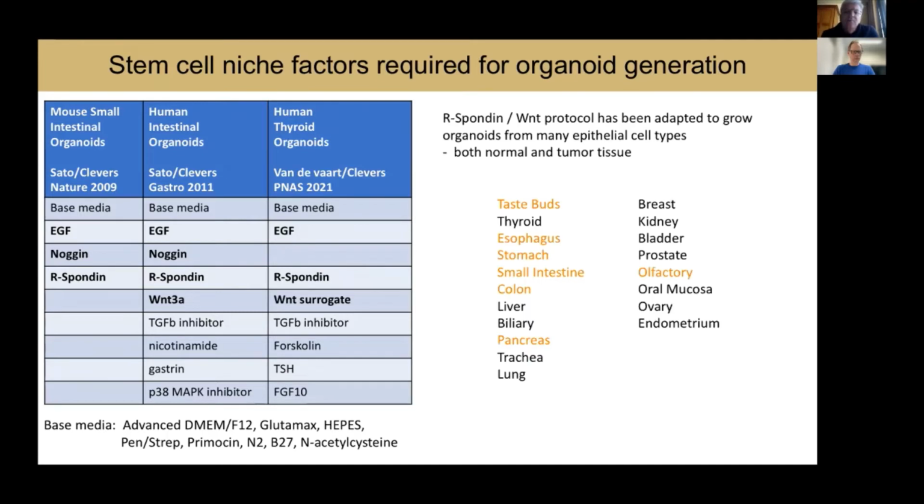And if you look at what that protocol has been used for, basically nearly every epithelia that we have in the body can now be grown as organoid structures. And the ones in orange are the ones that we've actually done on campus to date. But most of these have established protocols, and we're quite willing to help people establish organoids from those different tissue types.